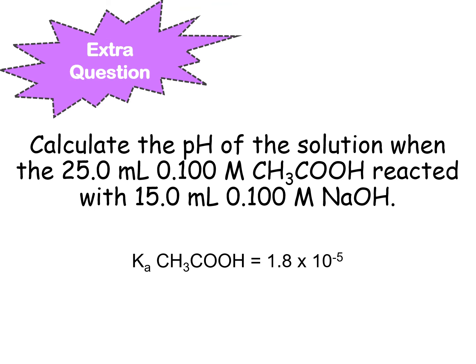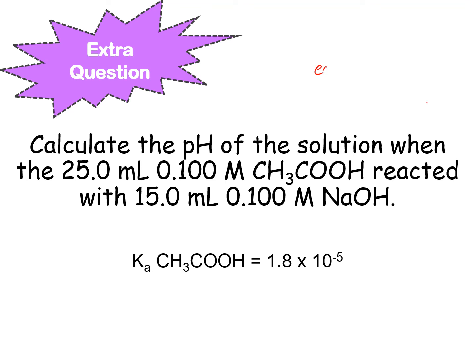Okay, our next question. Calculate the pH of the solution when 25 ml of 0.1 molar CH3COOH reacted with 15 ml of 0.1 molar sodium hydroxide. Okay, dekat sini sebenarnya awak dah boleh tentukan adakah dia before or after equivalent point. Okay, sebab apa tadi kita tahu, okay, kita tahu kita punya equivalent point.